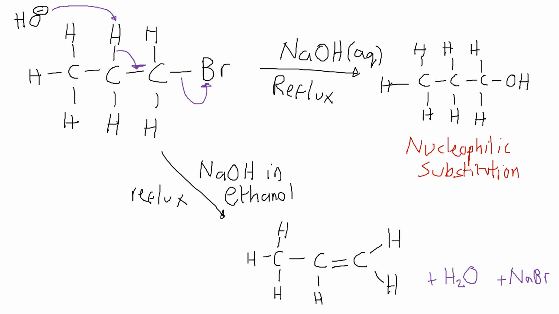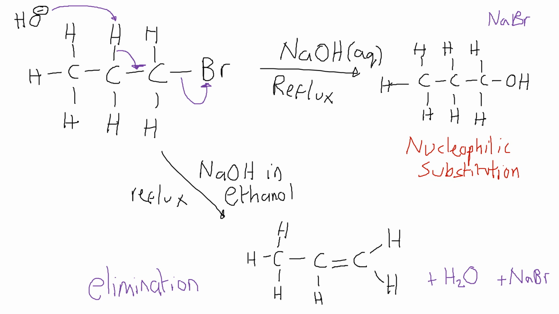Whereas here in the nucleophilic substitution, the only byproduct is sodium bromide. So that's the difference between the two mechanisms, and this is why this one is called an elimination reaction, and it is a way of forming an alkene.